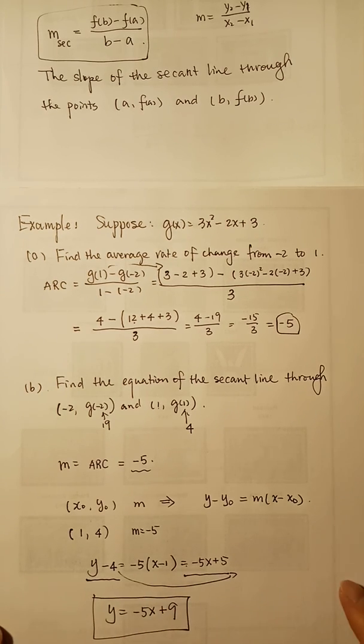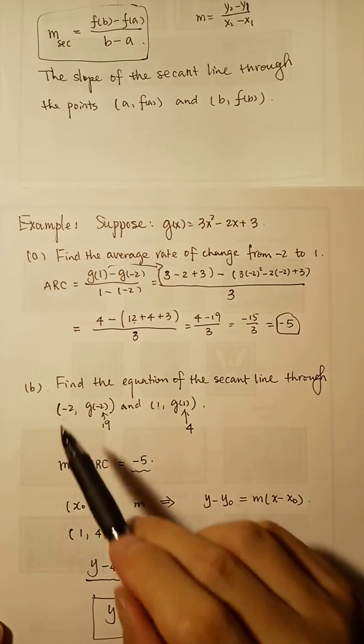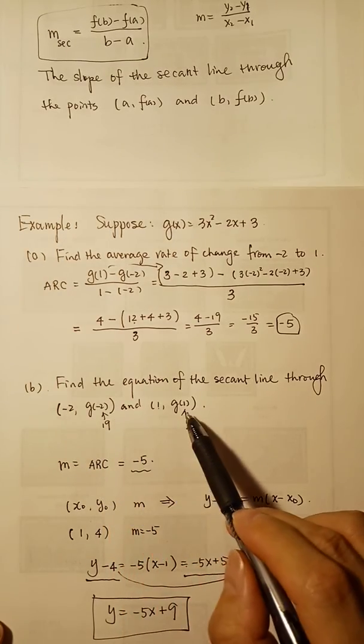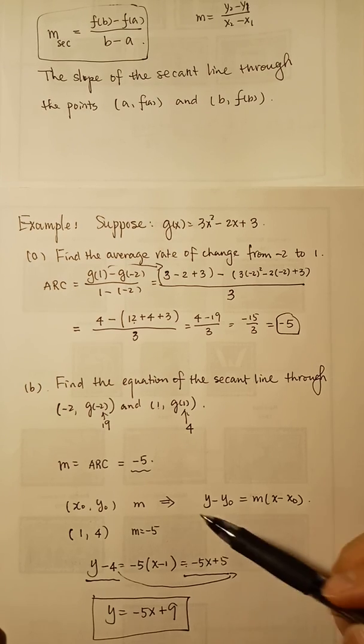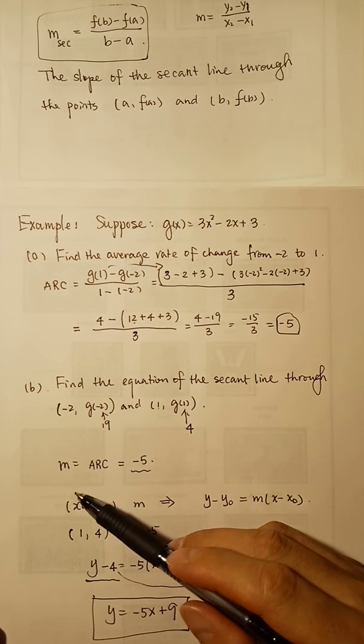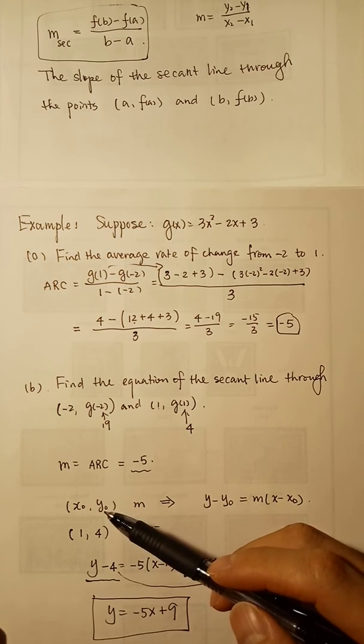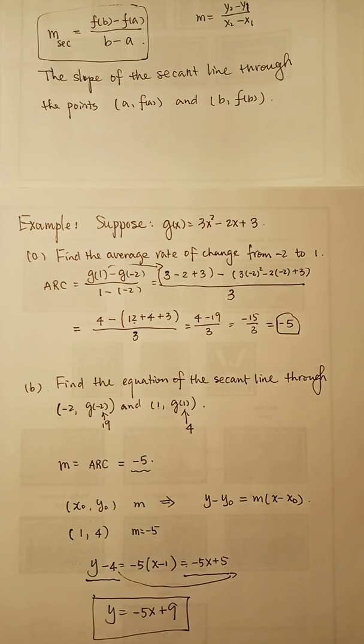So the equation of the secant line through the two points, negative 2, g of negative 2 and 1, g of 1, is y equals negative 5x plus 9. And in this computation, check that the slope of the secant line is the average rate of change. Okay, so that's the computation.